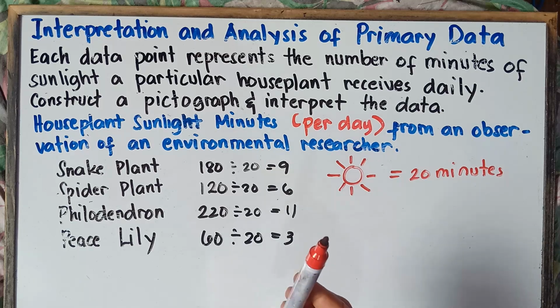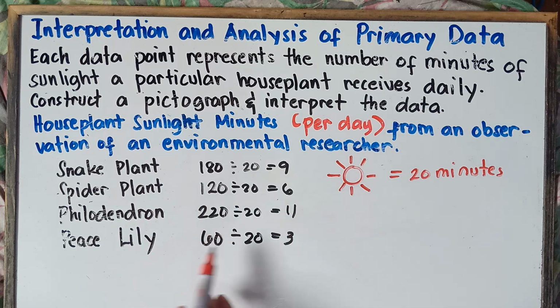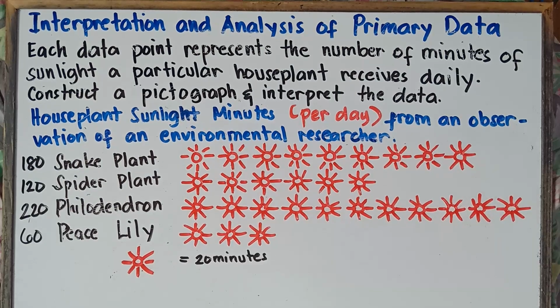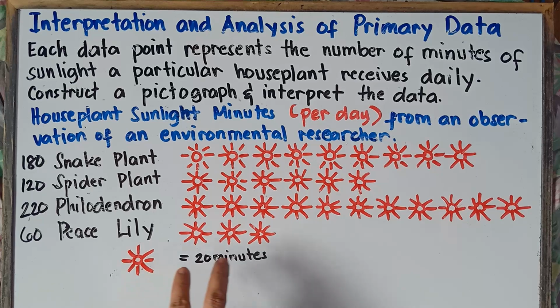I'll be drawing 9 suns for snake plant, 6 suns for spider plant, 11 for philodendron, and 3 for peace lily. Alright, so let's have our graph, class, for us to interpret this one. Let's have our pictograph. Once again, I do apologize, we don't have our yellow marker, so we will be using a red marker to represent a sun. So 1 sun is equivalent to 20 minutes.